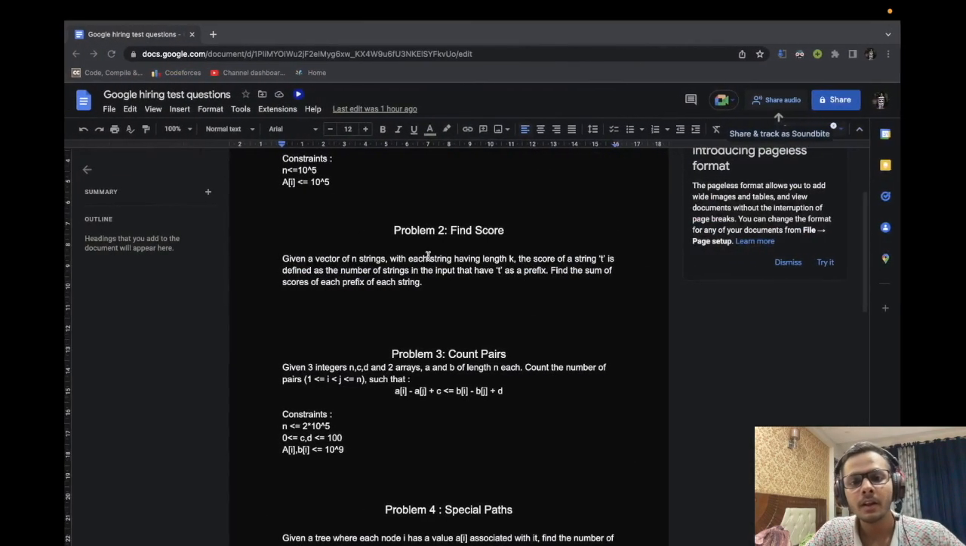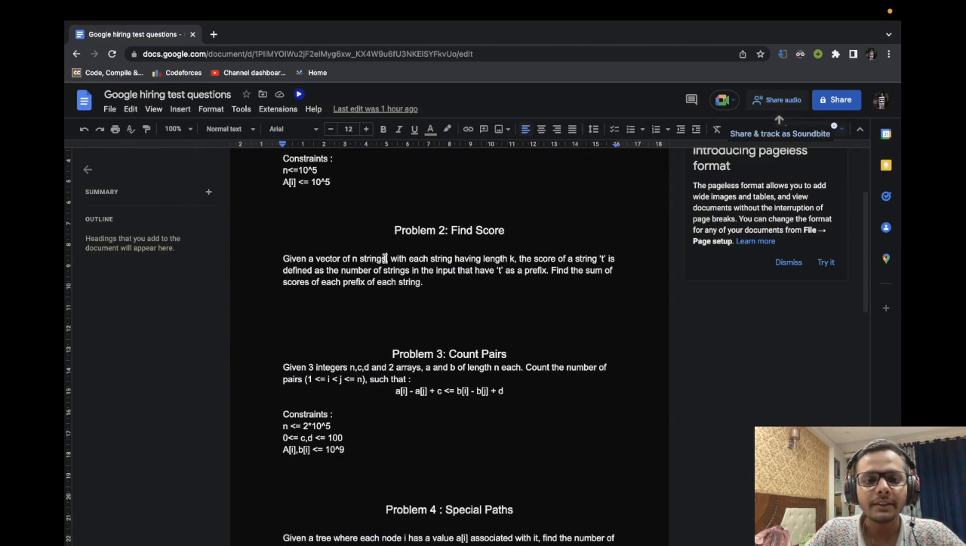Okay, so let's see. In this problem, we are given a vector of n strings with each string having length k, right? So we have a collection of n strings and the length of each string is k. The score of an arbitrary string t is defined as the number of strings in the input that have t as a prefix, right? So for any arbitrary string t, we will look at all the strings in the input and check whether t is a prefix of that string or not, and if that is the case, then we increment the score of t. So the score of a string is basically the number of strings in the input which have that particular string as a prefix.